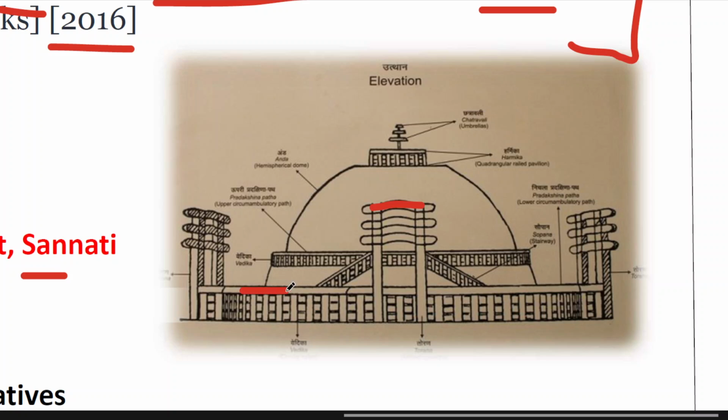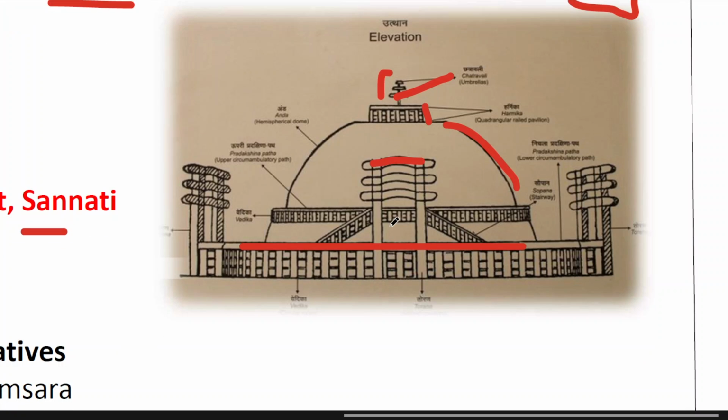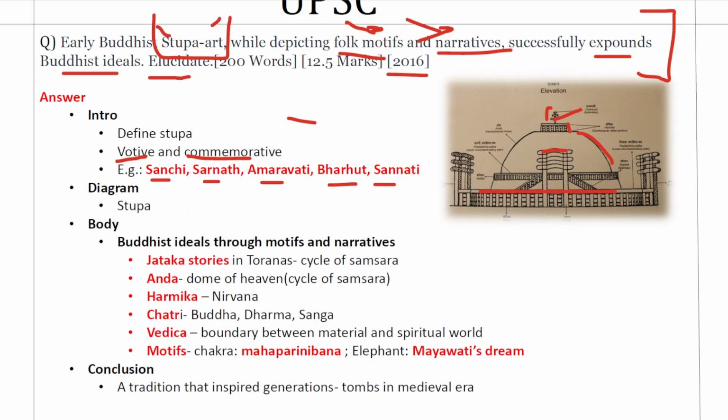You have to give the Pradakshina Patha, which is the circumference here. This is called the Anda. You have to give that. This is the Harmika. This is the Chatri. The Chatri has three tenets. It represents Buddham, Dharmam and Sangam. Buddham Sharanam Gacchami, Dharmam Sharanam Gacchami, Sangam Sharanam Gacchami. This is the famous motto or prayer within Buddhism, and this represents that. Now we have to mark that and then we'll come to the body part.